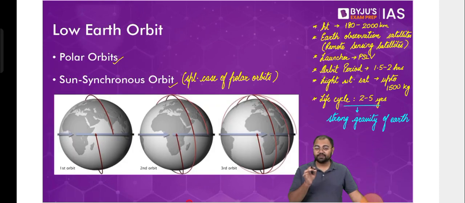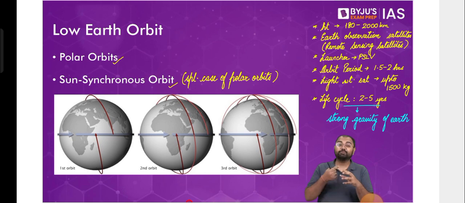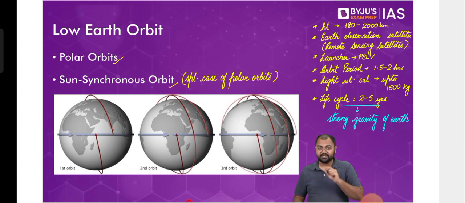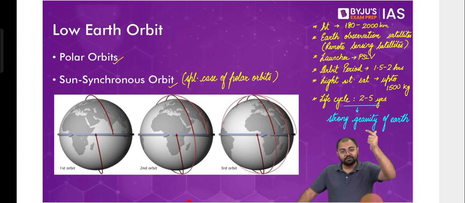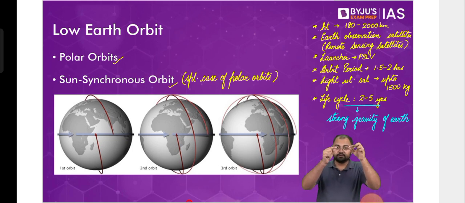The name sun synchronous has been given because they are synchronized with the movement of the sun. What does it mean? Simple. Let's say a satellite which has been kept at a sun synchronous orbit will be synchronized with the movement of the sun, meaning that suppose it is overhead Delhi at 10 a.m. in the morning, then every day at 10 a.m. it will be overhead Delhi. It will be synchronized in a manner that it will always be overhead Delhi exactly at 10 a.m. So that's why sun synchronous, because it has been synchronized with the movement of the sun.